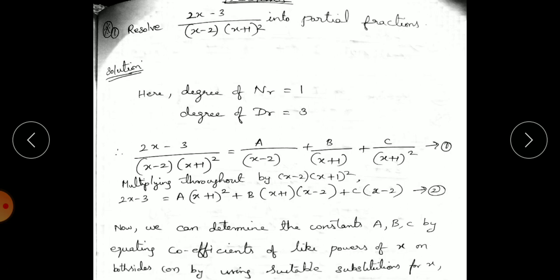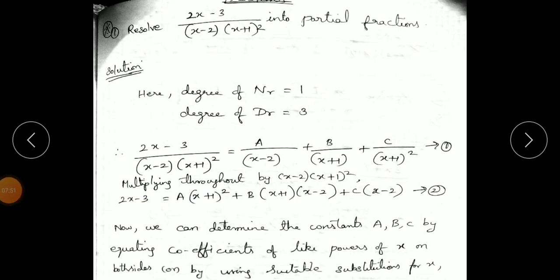Now we are going to multiply throughout by (x minus 2) into (x plus 1) the whole squared. So after multiplying, on the left side the denominator will get cancelled. So 2x minus 3 will remain, and on the right side after cancellation, A into (x plus 1) the whole squared will come.